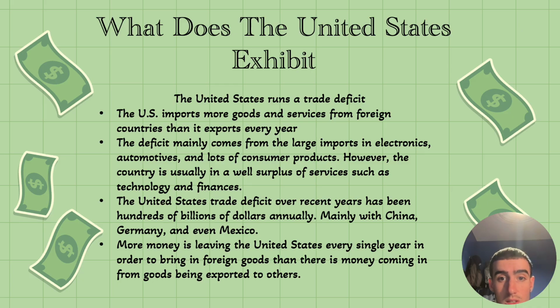Next, we take a look at the United States and see whether it runs a trade surplus or a trade deficit. In fact, the United States operates a trade deficit. It imports more goods and services than it exports annually. This deficit is largely due to significant imports of electronics, automotives, and consumer products, despite the U.S. having a surplus in services like technology and finance.